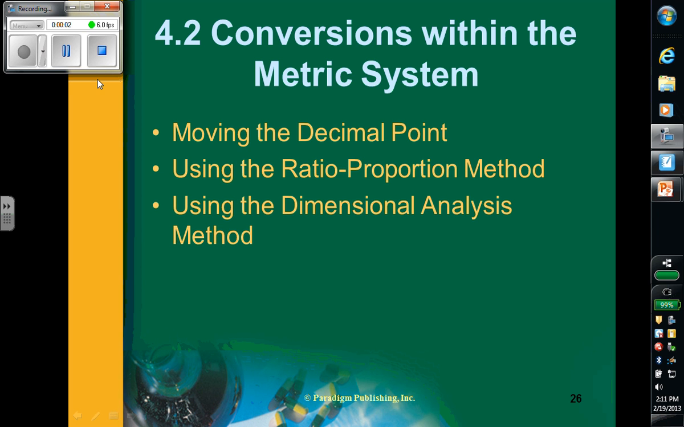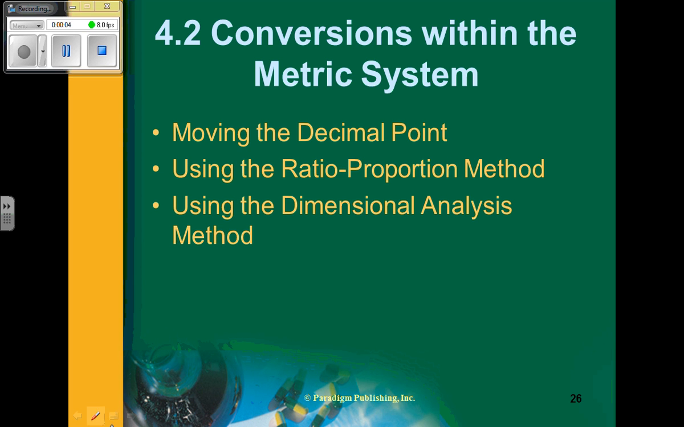Okay, now we're going to do section 4.2, which is conversions within the metric system. There are three different ways you can do it: moving the decimal point, using the ratio proportion method, or using the dimensional analysis method. I will show you how to use all three of these ways to convert units to other units. But once you've learned all three methods of conversion, you should select the method you are most comfortable with.